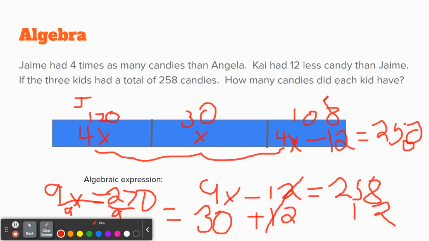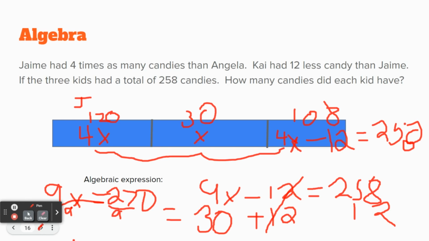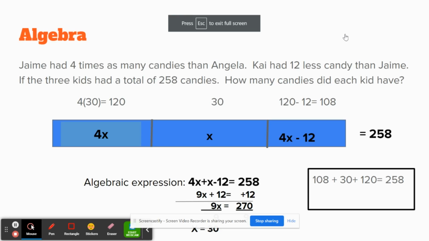All right, friends, now that we've done that process, we can move on. And don't forget that this is building a bridge to algebra. So as you can see in this problem, using a bar model is a wonderful bridge to algebra. When students hit middle school, they will need to be able to transfer their thinking to an algebraic expression.